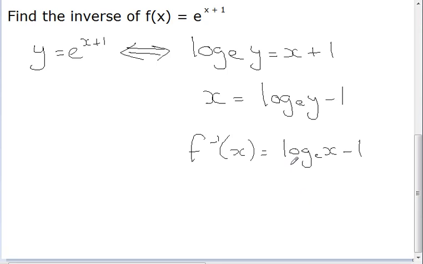Now if you know anything about e, it's a very special number. And this actually has its own special name, log to the base e. It's called ln. So log to the base e is ln of x minus 1.